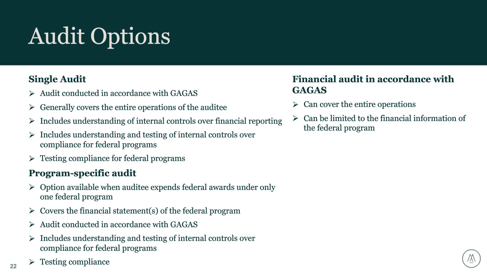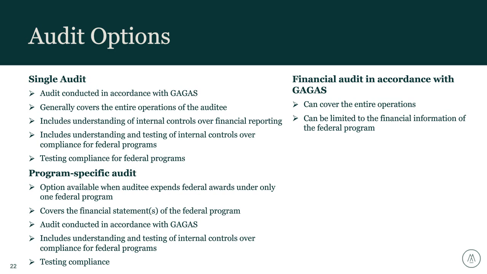The nuances here that are in addition to the financial statement audit is there is some additional work that's done around internal controls over financial reporting. There's a separate report that's included as part of the audit package. And then lastly, there's understanding and testing of the controls over compliance with the federal programs, and then the actual compliance with the federal program. So there's a lot of testing that needs to be done.